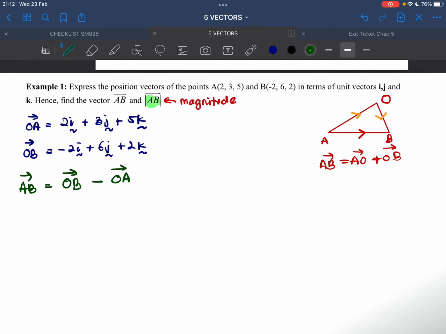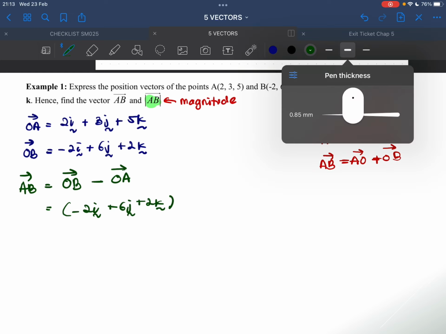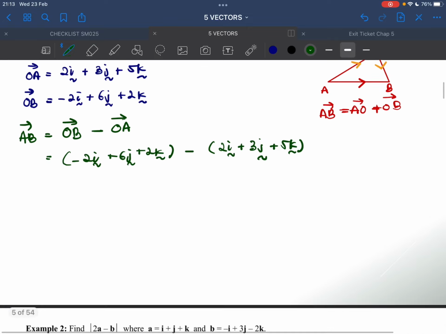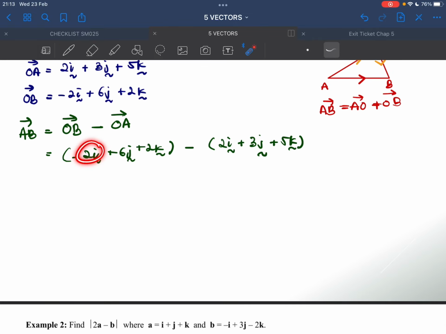So here we have OB equals negative 2i plus 6j plus 2k, minus OA, which is 2i plus 3j plus 5k. So this is what we do, subtraction. Basic thing: i minus i, j minus j, k minus k. So negative 2 minus 2, we have negative 4i. 6 minus 3, we have plus 3j. 2 minus 5, we have minus 3k. So this is your direction vector of AB.